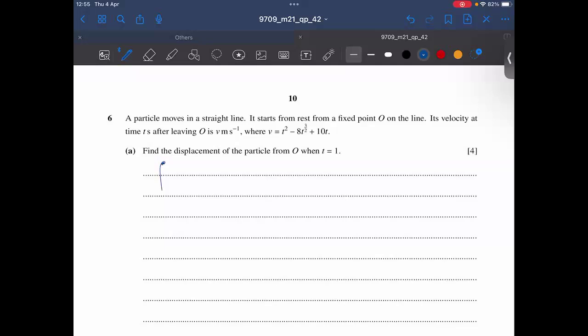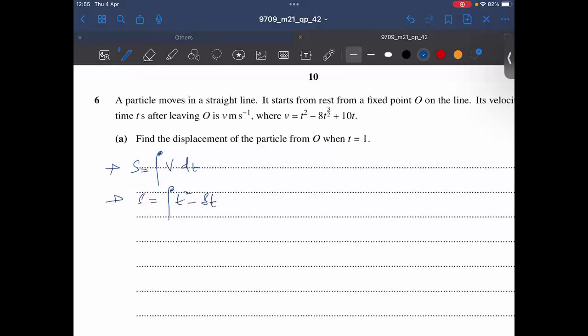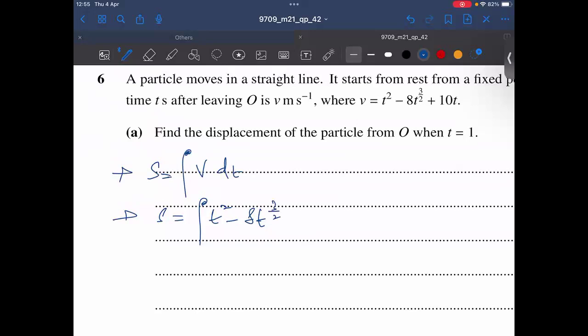We'll apply the integral. S is equal to the integral of v dt, which is t squared minus 8t to the power of 3 over 2 plus 10t, dt. S is going to be equal to t cube over 3 minus 8t to the power of 5/2 divided by 5/2 plus 5t squared plus c.